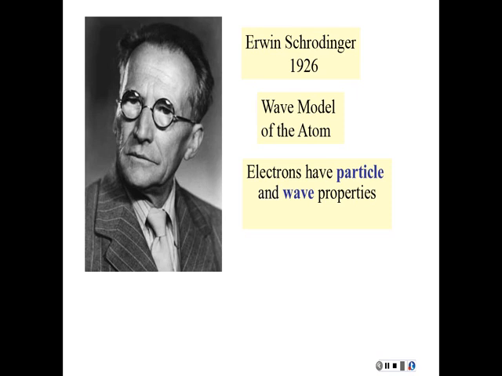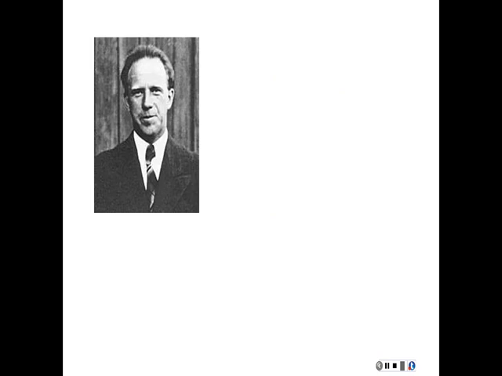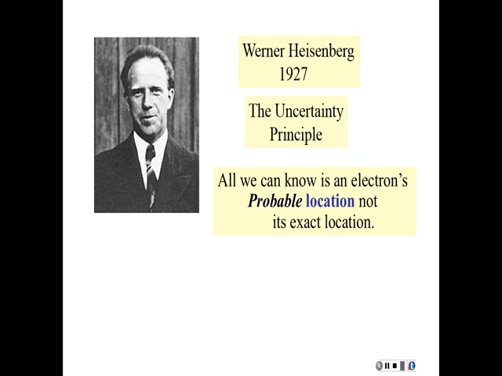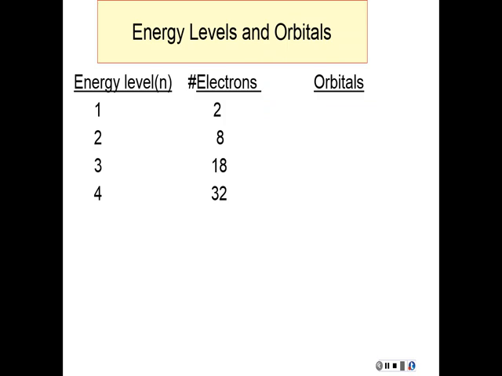Also at this time, another famous physicist called Werner Heisenberg came up with the uncertainty principle. All we can know is an electron's probable location, not its exact location. And one reason is that in order to see an electron, we have to shine light on it. And when we do, we move it, so therefore it's not there anymore. Now these together are going to help us come up with what we call orbitals.